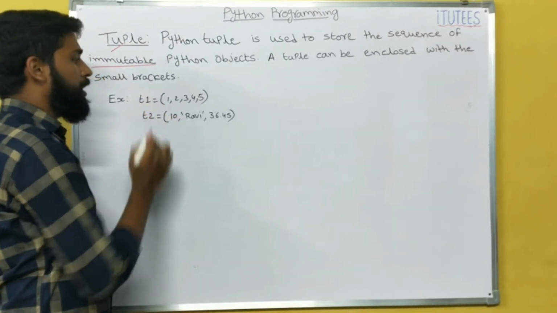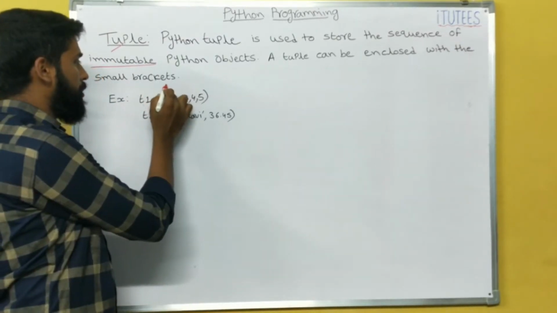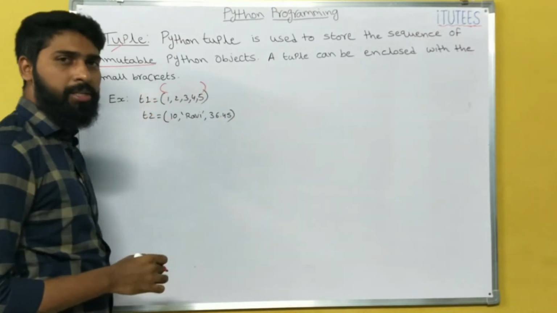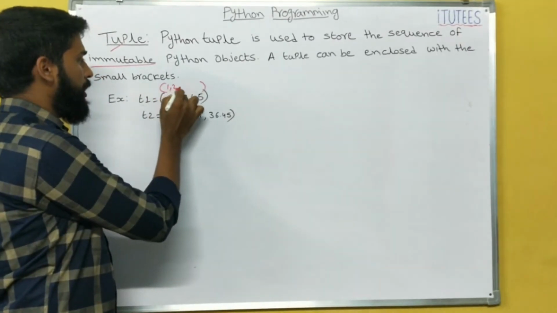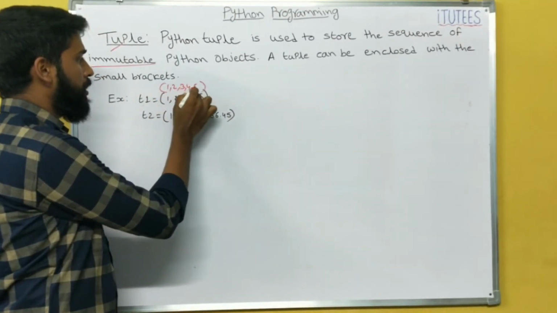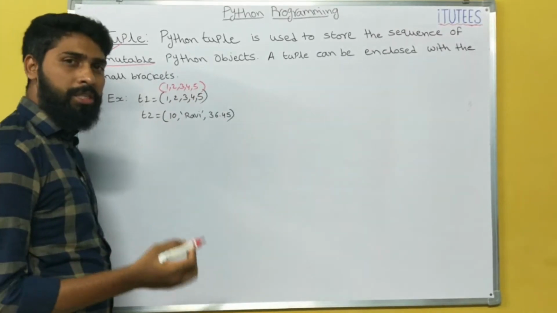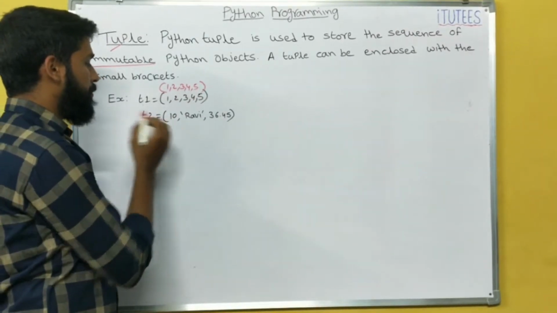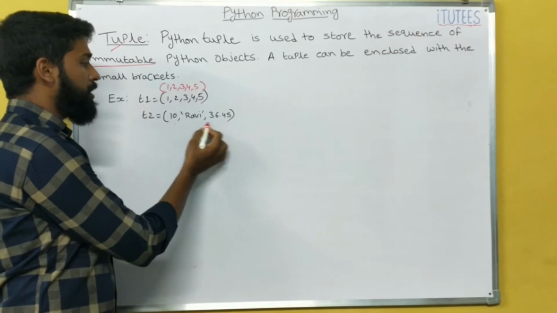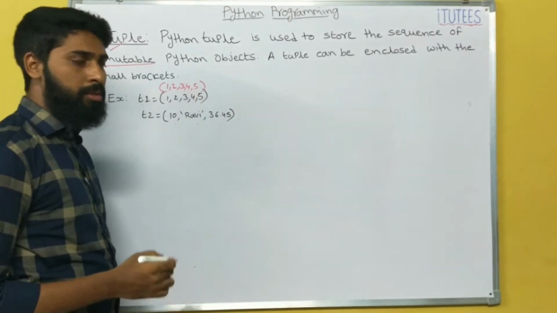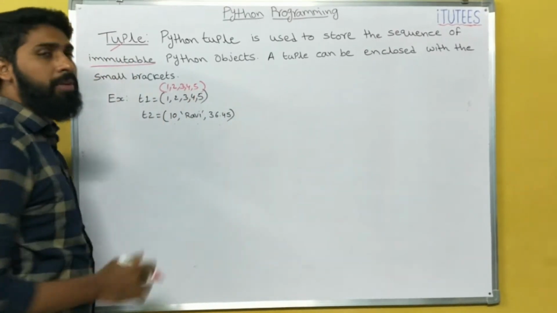Example, t1 equals, and these are the small brackets we are using. In this you write the items. This is t2. It is also a tuple with brackets. After that you can give the sequence of items. Now, let us first discuss what immutable means.